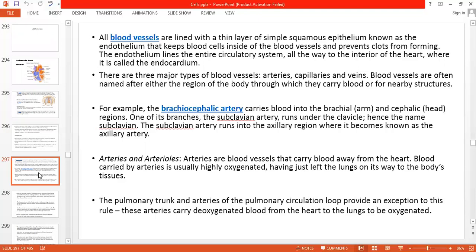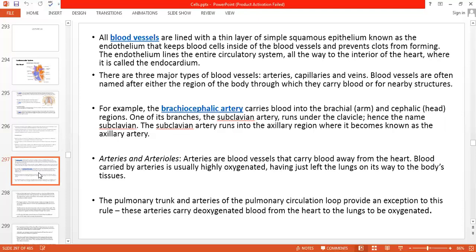Blood vessels are often named after either the region of the body through which they carry blood or a nearby structure. Like the humeral artery, the popliteal artery, or the cerebral artery in the brain. For example, the brachiocephalic artery, which is under the axilla, carries blood into the brachial, arms, and cephalic, head, regions. One of the branches, the subclavian artery, runs under the clavicle bone, hence the name subclavian. Sub means below. The subclavian artery runs into the axillary region, where it becomes known as the axillary artery.